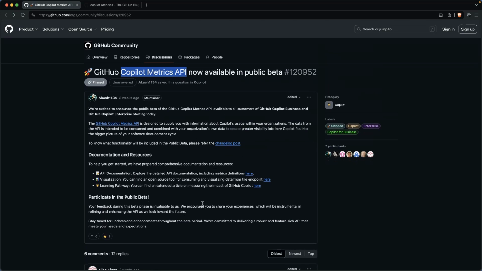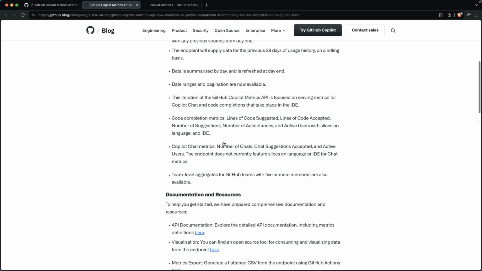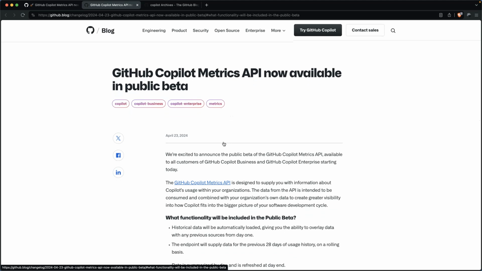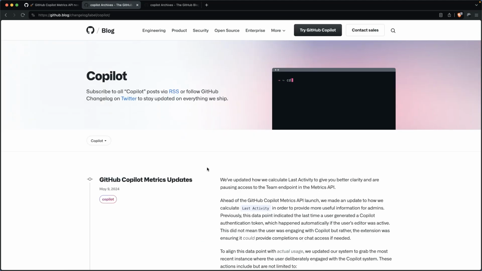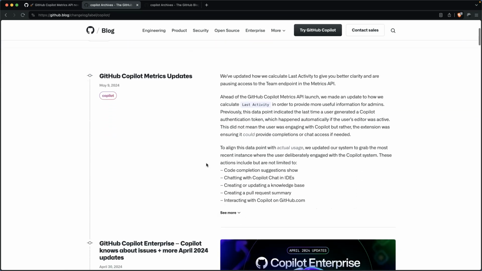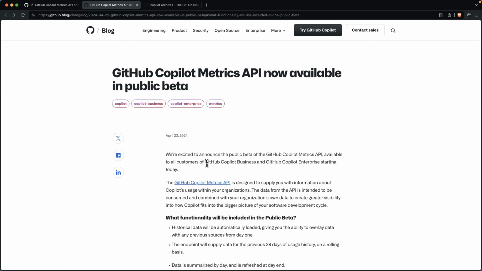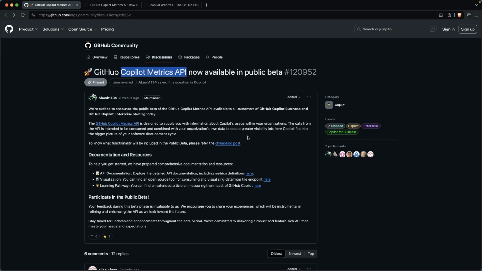And it turns out it's not actually just this post here. There's a link here, takes you out to a blog post that focuses just on this new metrics API. In fact, if you click on just Copilot here, you can see this is the most recent blog post. So certainly this has something interesting in it, right? Well, let's come back here and take a look at the discussion.